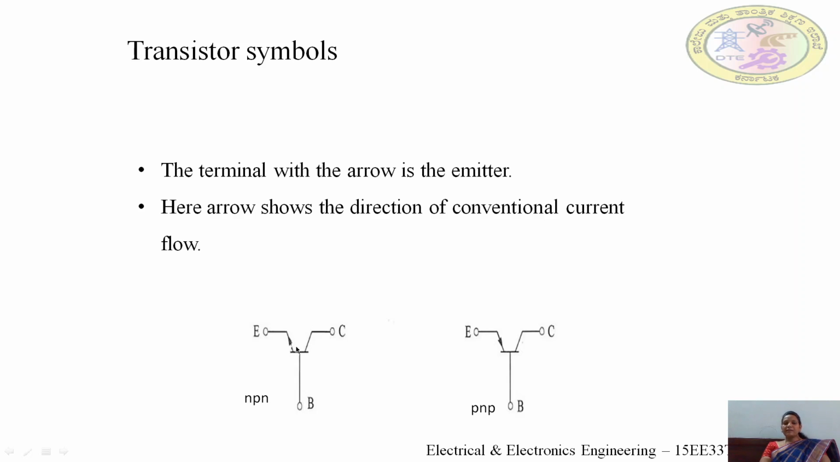As you can notice, there is an arrow mark on the emitter terminal. This arrow mark indicates the direction of the conventional current. In case of an NPN transistor, the current flow is away from the bar, that is, away from the transistor. But in case of a PNP transistor, the current direction is towards the bar, that is, current is flowing towards the transistor or towards the junction.